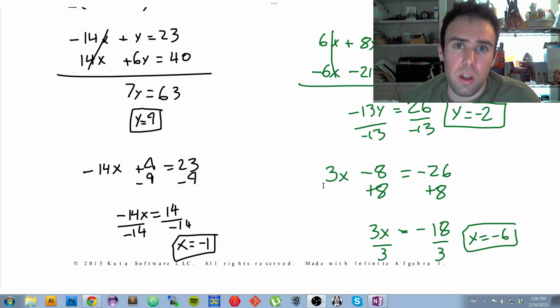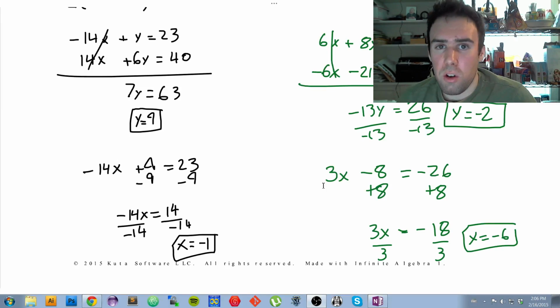You add them together, you get one variable alone, and you plug it back in, which is a process that we should start to feel a little bit more familiar with.